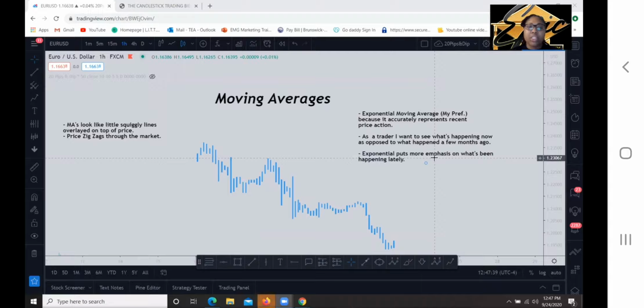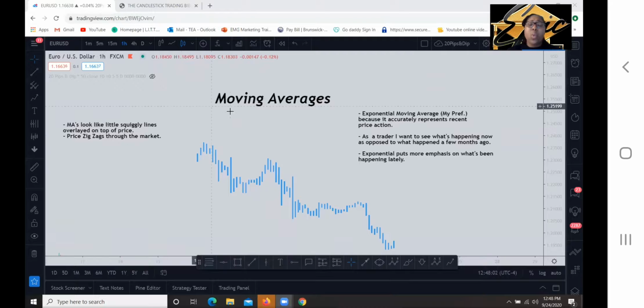Moving averages. You guys will see me use moving averages within my strategy. I use one moving average. You can use two to cross over, and I'll show you how that correlates with each other. I'm also going to show you within this video how you can use the tips inside of the Candlestick Bible in reference to the moving averages.